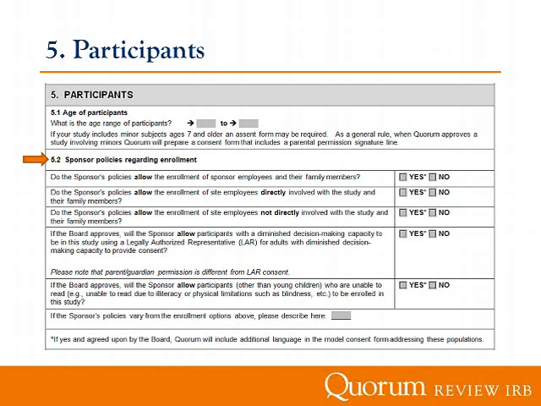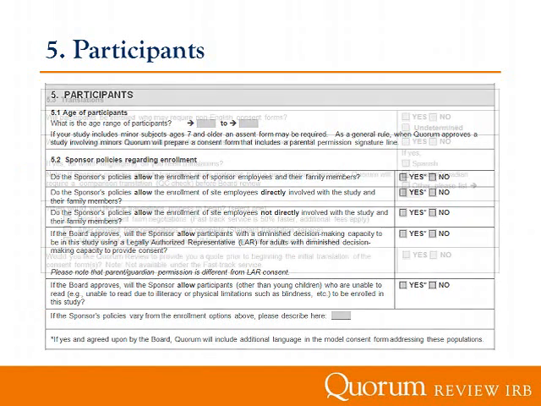These boxes here are simply to indicate your preferences prior to the board review. The post-review consent form will reflect the board's decisions in these areas. Now, if they differ from your initial choices, you always have the option to appeal the board's decision. However, you should discuss that option after the board review with your Quorum Review study manager. Now, below these sections, you can indicate if the sponsor policies differ from the populations that are selected.